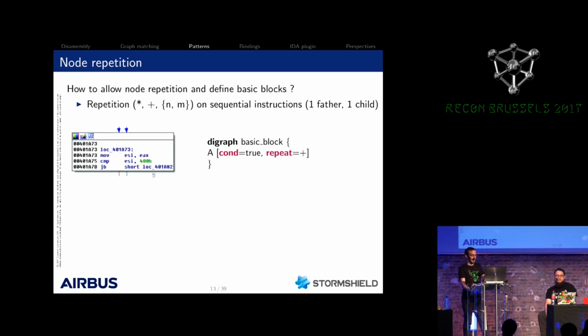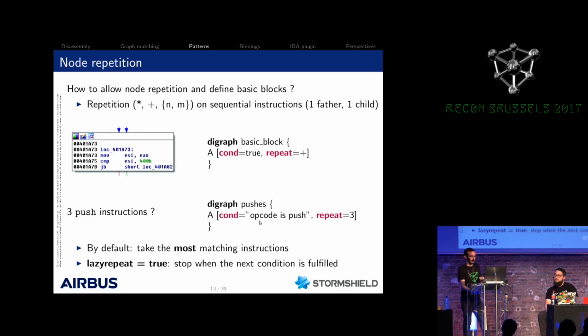If you have a basic block that we see here in IDA, there are 2 incoming nodes, 2 outgoing nodes, and only 3 instructions here. To match this kind of thing in GRAP, you just have to say, okay, I want you to match any instruction. That's what it means: cond is true. And then I need you to match 1 or more instructions, so repeat is plus. If I want to match 3 push instructions, I will write something like that: I want instructions with the opcode push, and I want them to be repeated 3 times.